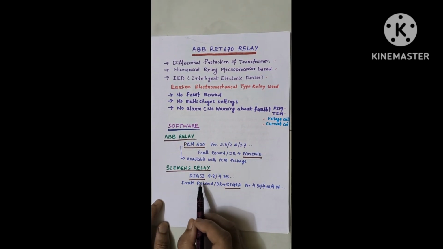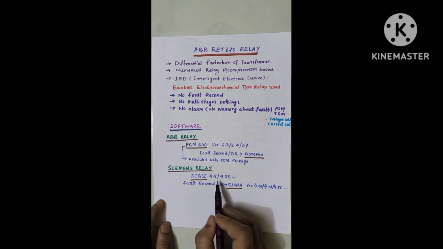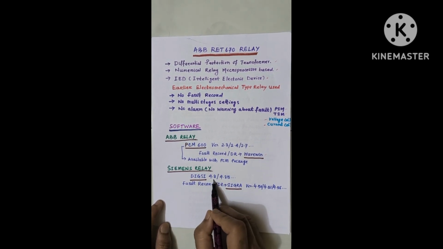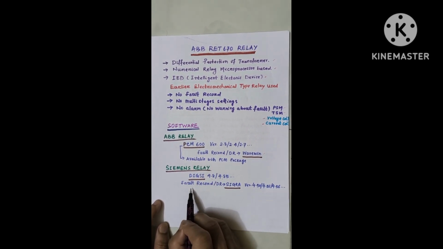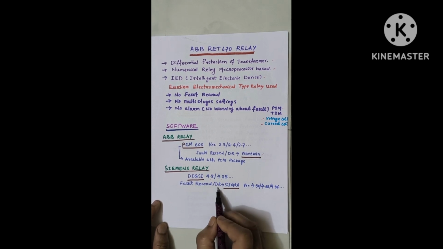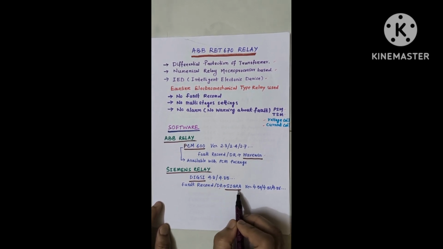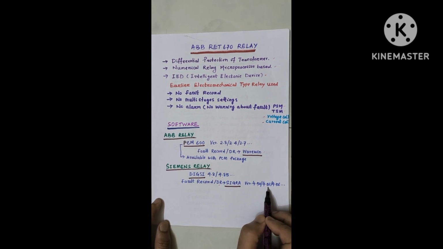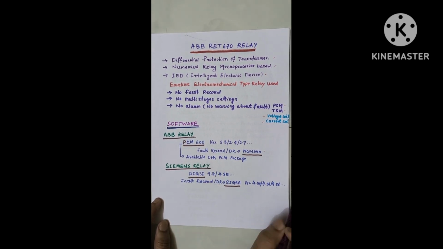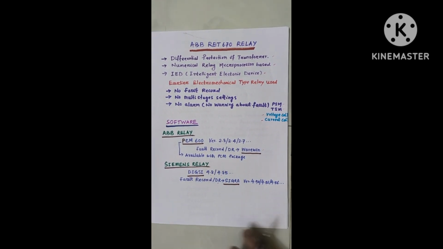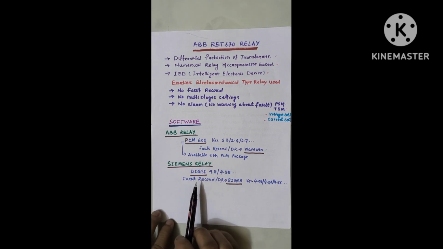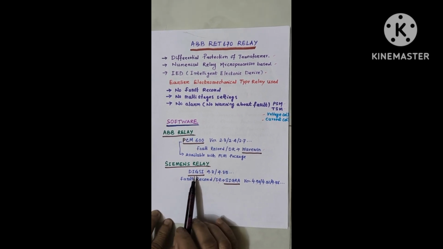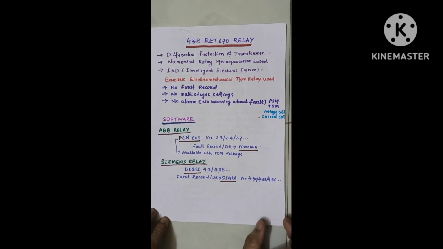For Siemens relays we are using Dixie software, and the version will come 4.8, 4.85 like that. For fault records or disturbance record analysis, we are using Sigra software. That version will come 4.50, 4.51 or 4.5x and later. So for Siprotec series relays, we can communicate with the relay using the Dixie software.